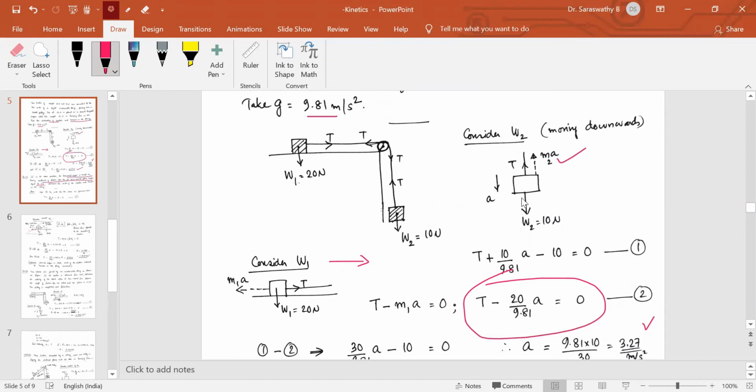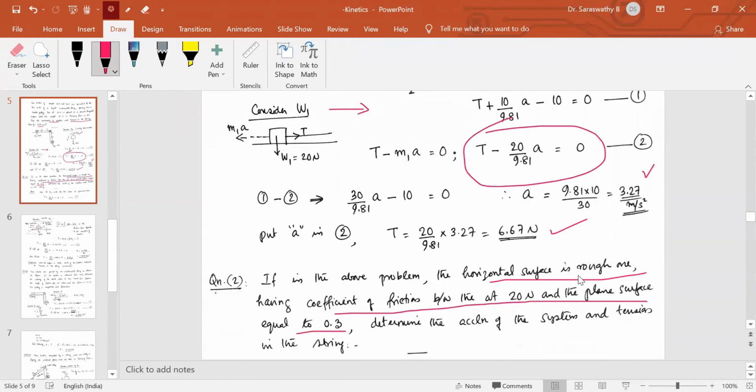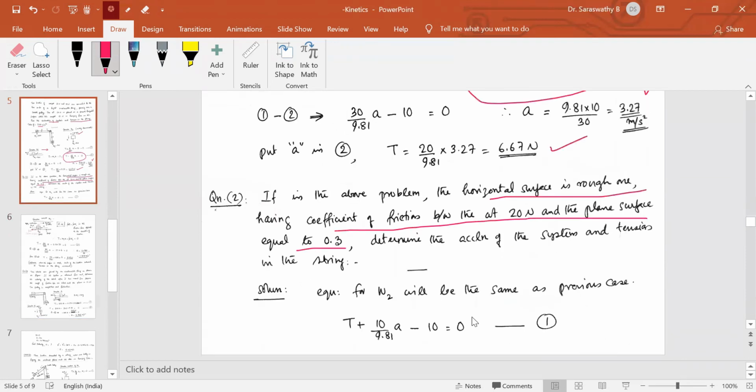You have the hanging mass, weight is acting downwards, tension is acting upwards, the direction of motion downwards, so you apply M2A. So this equation of motion will be T plus 10 by 9.81 A, mass into acceleration, minus 10 is equal to 0. So for the weight W2, the equation will be the same as previous case. So the first equation will not get any change.